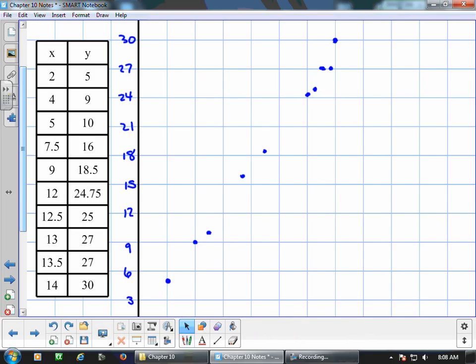And you should get a scatter plot that looks something like this. Any questions creating the scatter plot?